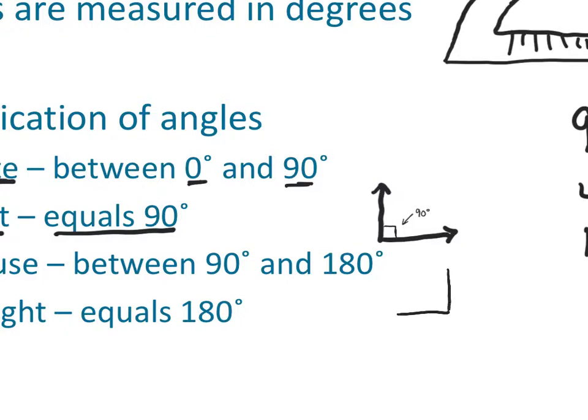Now, it doesn't have to be facing that way. It could be facing this way. It could be facing downward. It could even be at a weird angle. It could be like this. If you see that box, that means that's 90 degrees. It doesn't matter which way you rotate it, it's still 90 degrees.